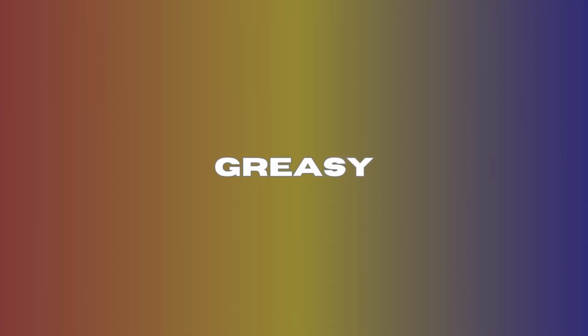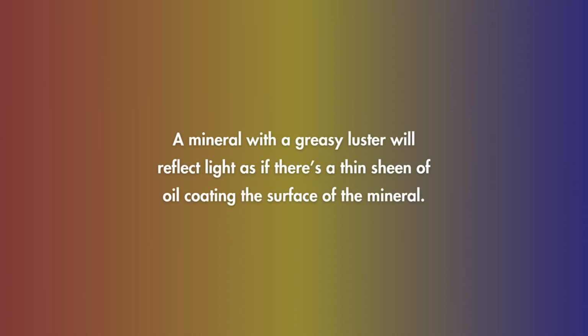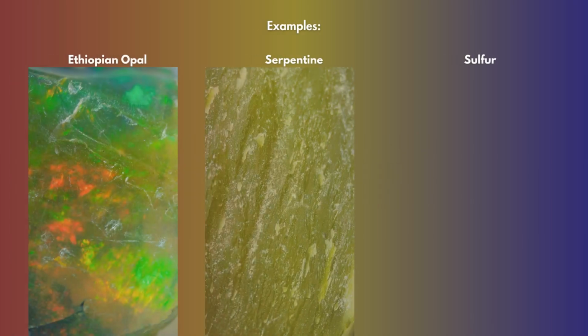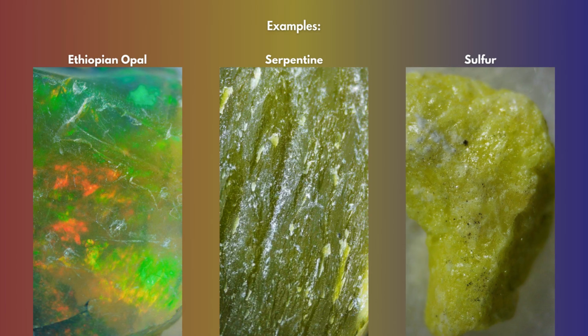And now, greasy. A mineral with a greasy luster will reflect light as if there's a thin sheen of oil coating the surface of the mineral. Here's some examples: Ethiopian opal, serpentine, and sulfur.